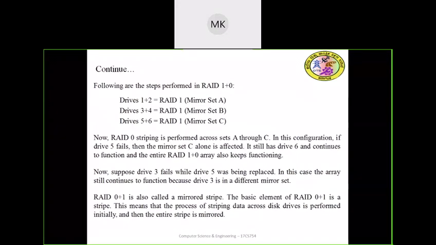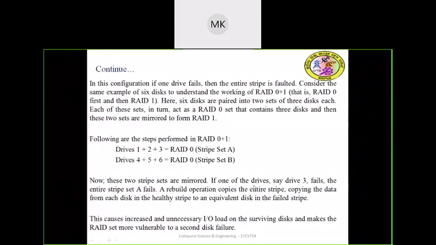Following are the steps performed by RAID 1 plus 0: drives 1 plus 2 form RAID 1 mirror set A, drives 3 plus 4 form B, drives 5 plus 6 form C. In the same way, for RAID 0 plus 1, the steps performed are: drives 1 plus 2 plus 3 form RAID 0 stripe set A, and drives 4 plus 5 plus 6 form RAID 0 stripe set B. This causes an increase in unnecessary I/O load on the surviving disk and makes the RAID set more vulnerable to a second disk failure.